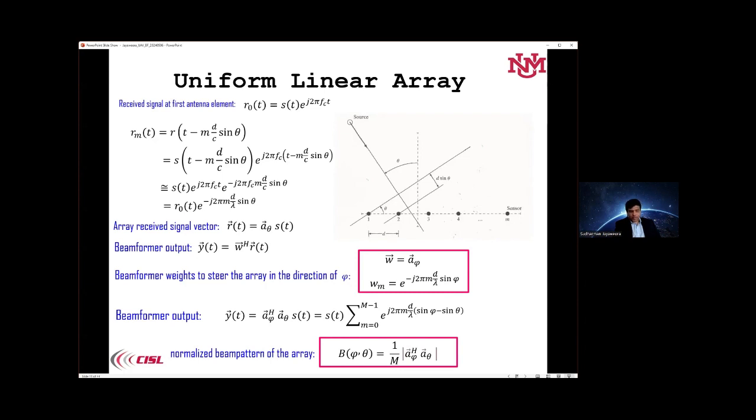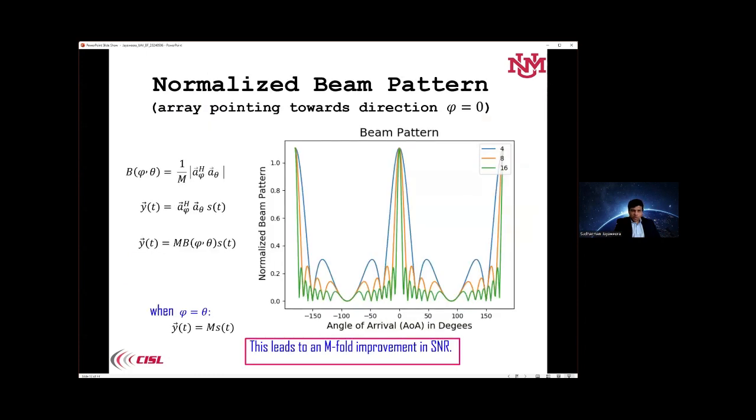And we call the normalized beam pattern of the array this term, a phi Hermitian times a theta, normalized by the number of antenna elements in the antenna array. So as you can see, the normalized beam pattern is maximum when the angle phi is equal to theta. In that case, you get M times s of t as the output signal, which means that you get an M-fold improvement in the signal to noise ratio. And in this case, because I have normalized by the number of elements, the maximum gain always stays 1.